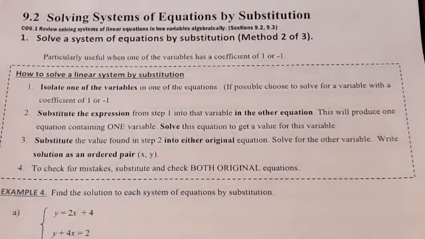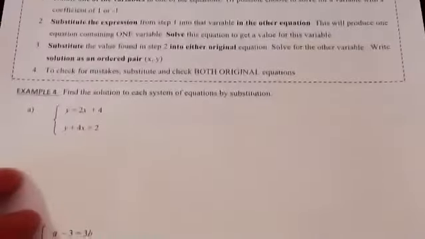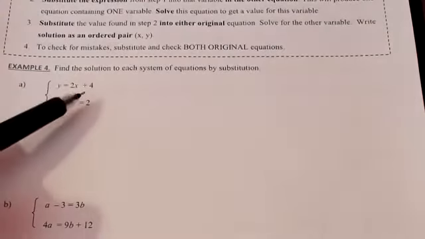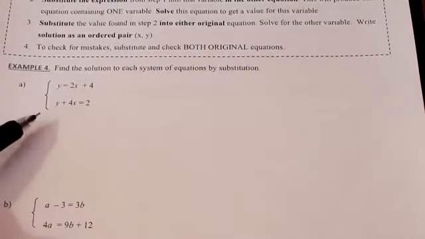We could graph our systems always, but sometimes we were very limited, in the sense that we can't always graph it by hand. It's a little complex. So what we can use is a method called substitution. Let me remind you what substitution looked like. On my first system, I have y is equal to 2x plus 4. And then my second equation is y plus 4x is equal to 2.